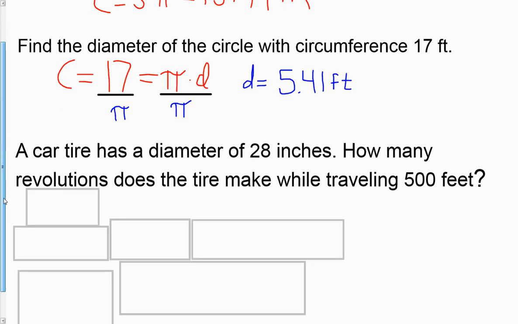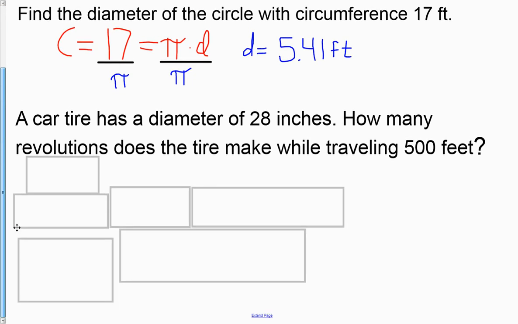Next, I like these types of problems because they're a little more applicable. A car tire has a diameter of 28 inches. How many revolutions does a tire make while traveling 500 feet? Generally speaking, we're asking how many times the tire rolls around, a complete revolution. If we label the start position on the tire, how many times would that happen for it to go 500 feet? So we're going to need to know the circumference, because one time around the tire would be one circumference.